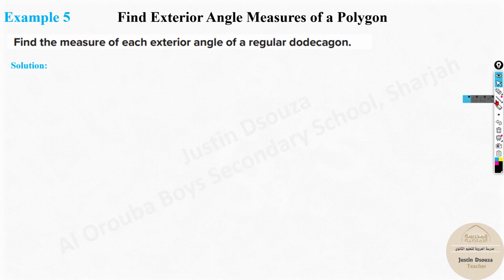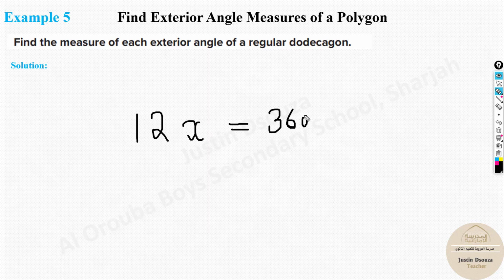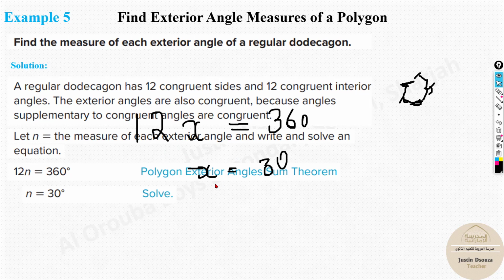Dodeca is 12 sides. Now all you need to do is, over here, dodecagon, they have not given anything, but you know there will be 12 outside angles. So we will take 12x equals 360. Anyways, just imagine this is a dodecagon, 12 sides. Imagine there are 12 exterior angles. Each of these would be the same value. Why? Because it is regular. So all the exterior angles will be equal to x. There are 12, so 12x equals 360. Just take 12 to the other side, x equals 360 over 12. X will be 30, because 360 divided by 12 is 30. That will be the answer.